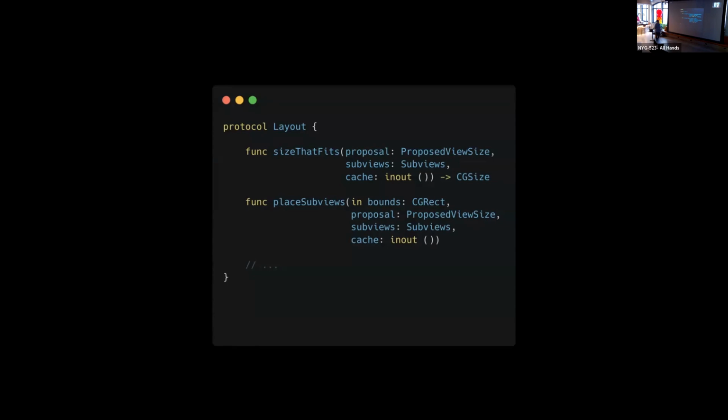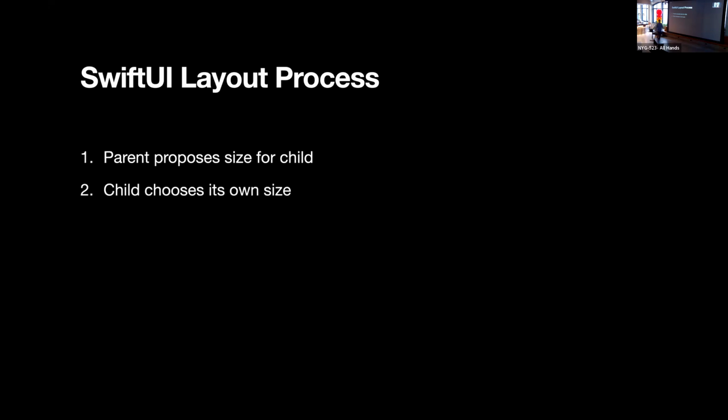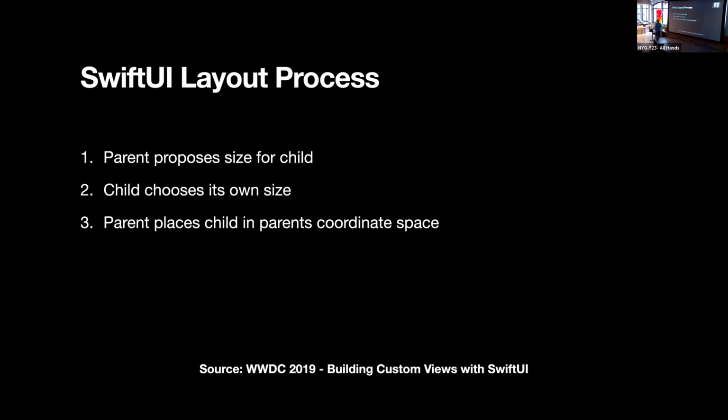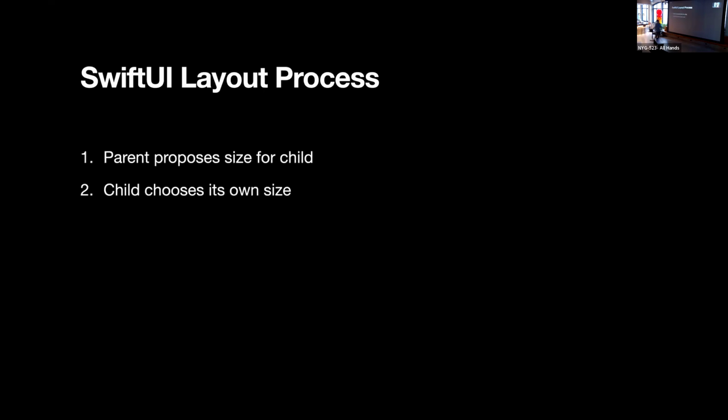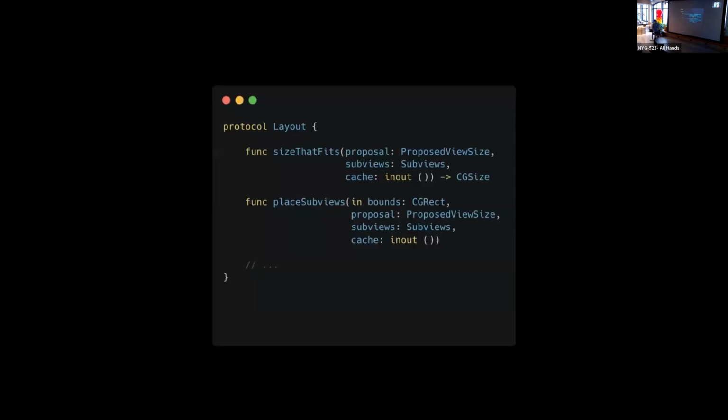To really understand this, I had to go back and understand how view sizing works in SwiftUI. With this context, you'll find out that in SwiftUI, when a view is laying out a child, the parent says, hey, I have 1,000 pixels of space. How much do you need? The child view would say, oh, I only need like 500 or something. And then the parent will place it in its coordinate space. Oh, by the way, that's a great talk if you're curious about learning more about the SwiftUI layout process.